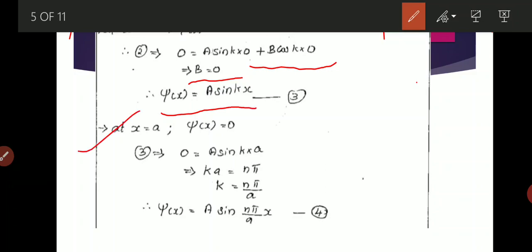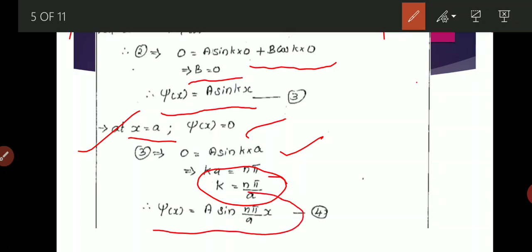Then the second condition, at x is equal to a, psi of x is equal to 0. So this becomes 0 is equal to A sin ka. Instead of x, we substitute x is equal to a. So ka is equal to n pi, or k is equal to n pi by a. So the equation becomes psi of x is equal to A sin (n pi by a) into x.